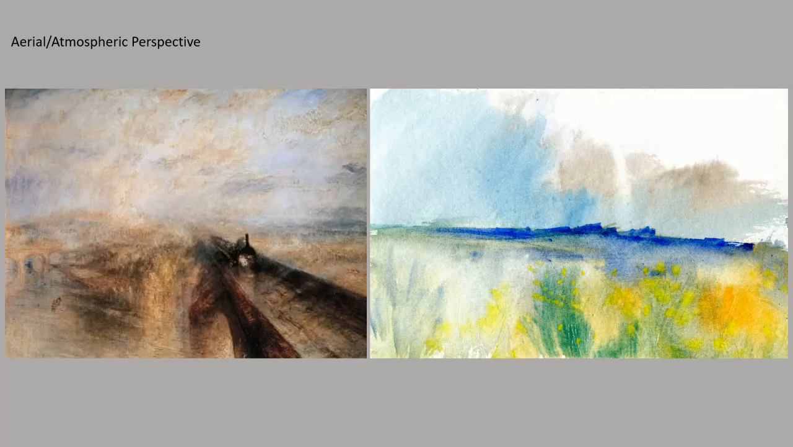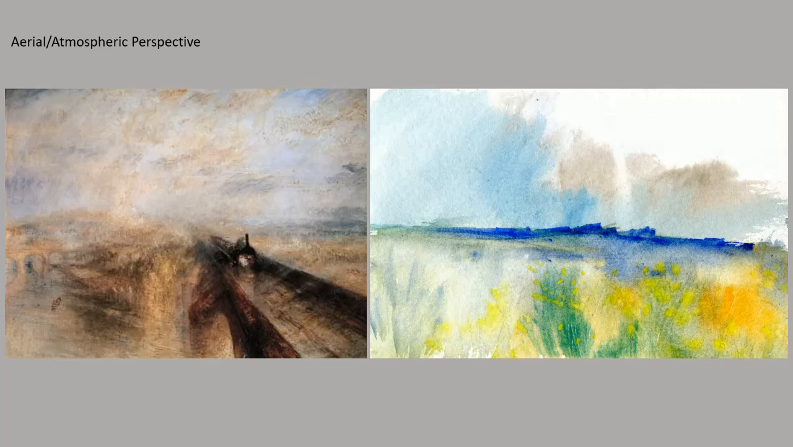On the left you can see one of Turner's paintings. I can never remember the name of this painting. I know it involves at least some of the words steam, speed and rain. I think those are the three words in the title, but I can never remember which order they're supposed to come in. Anyway, it's obviously an early locomotive going across a bridge, but you can see Turner used aerial perspective a lot.